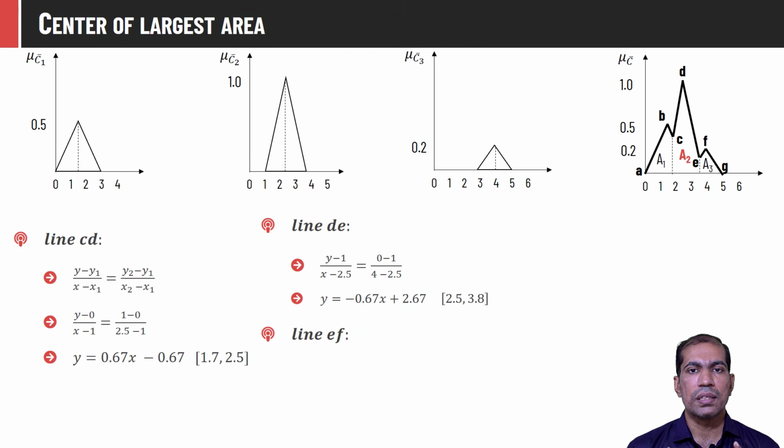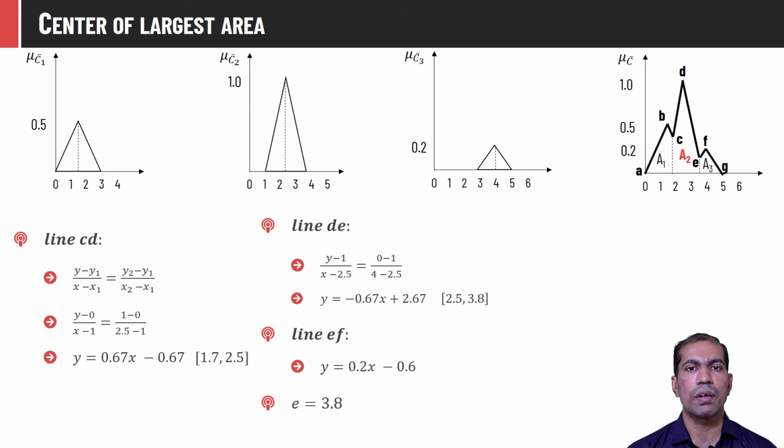As you can see, in this aggregated output function, that line is not going up to 4. So we need to find x for this particular point, and to compute that, we need to find the line equation for EF. The equation of line EF would be y is equal to 0.2x minus 0.6. As lines DE and EF are intersecting at this point, their x comma y would be identical for that point. We can compare the right part of these two equations, and that will yield E is equal to 3.8. So the line DE will range from 2.5 to 3.8.